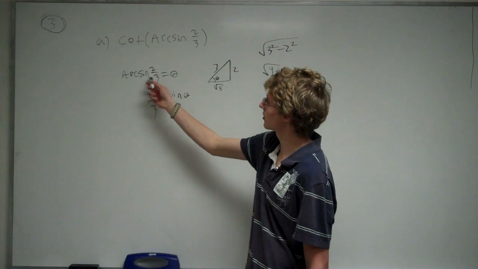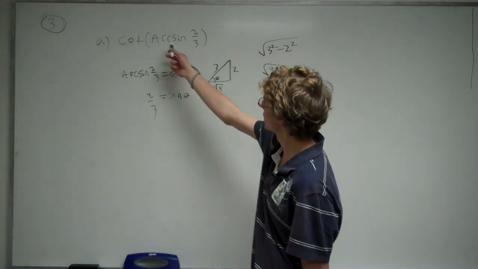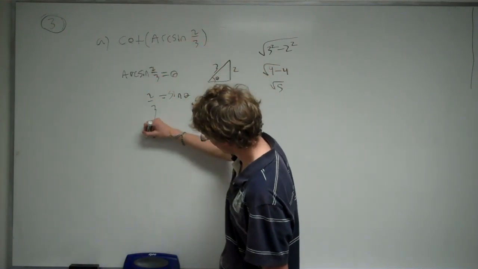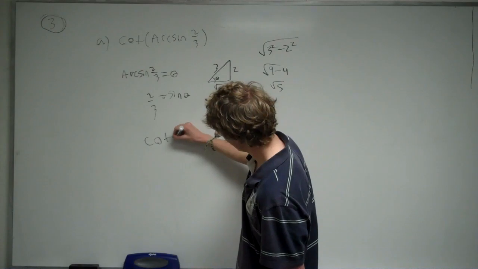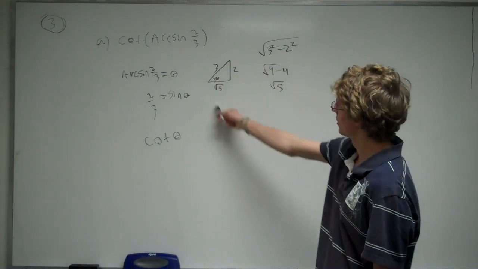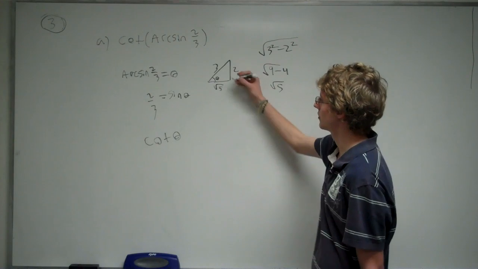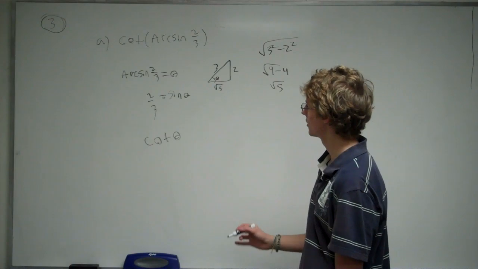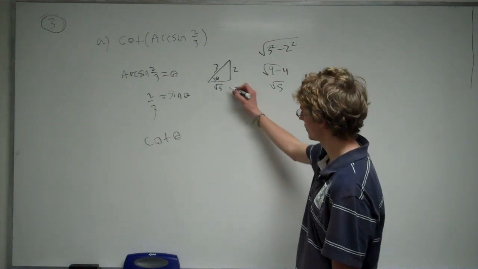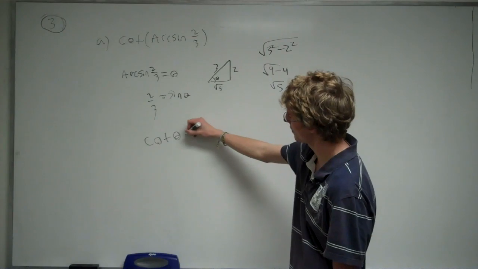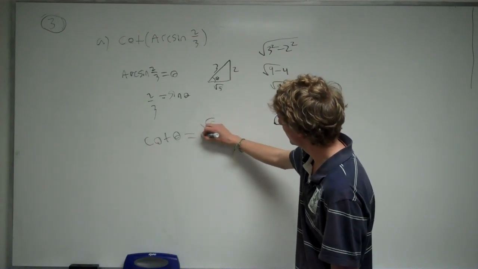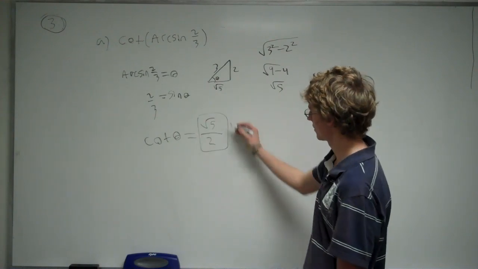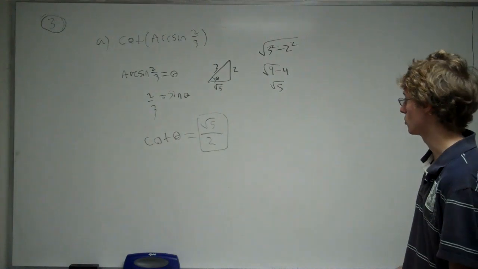Now we know that the arc sine of 2/3 is theta. So that means we can replace this arc sine of 2/3 with theta, and we're left with the cotangent of theta. We've got a triangle built here with theta here. The cotangent is the adjacent over the opposite. So the adjacent in this case is square root of 5, and that's over 2. So the answer for part A is the square root of 5 over 2.